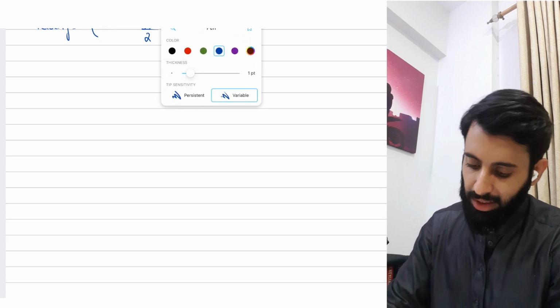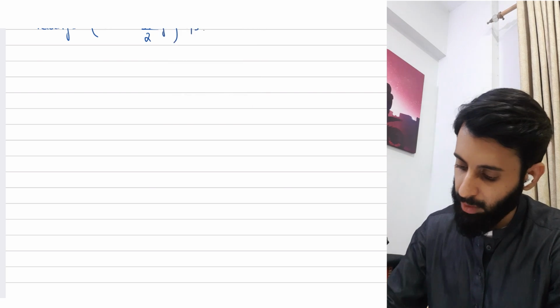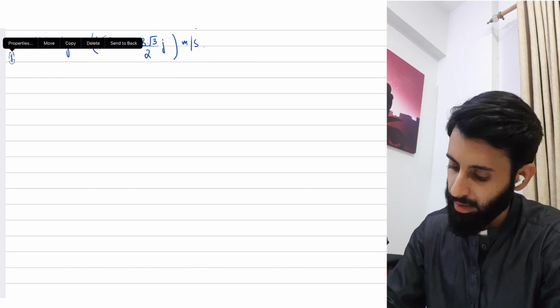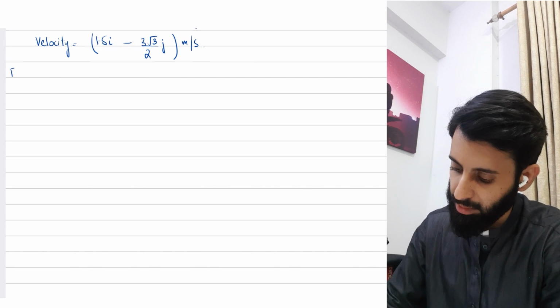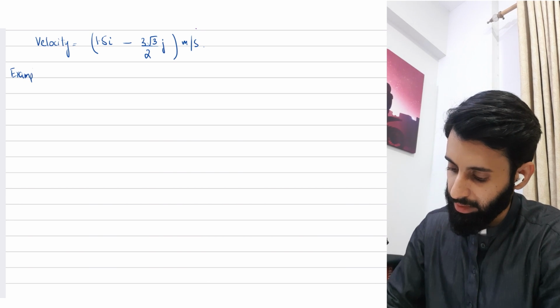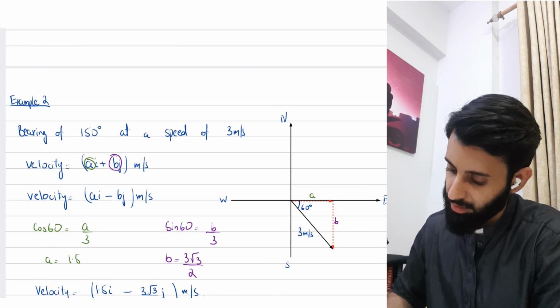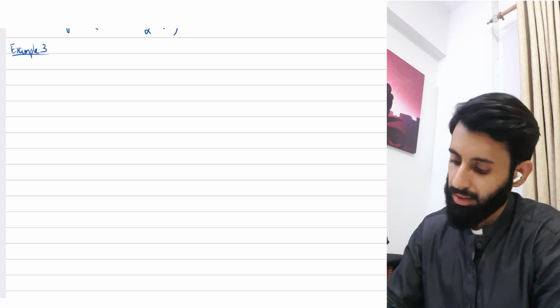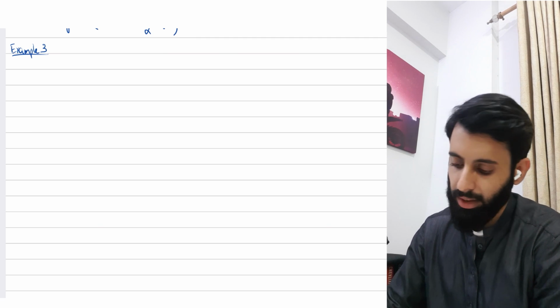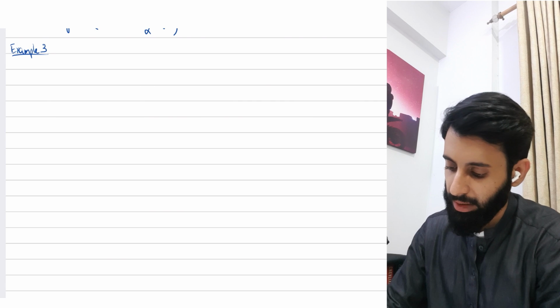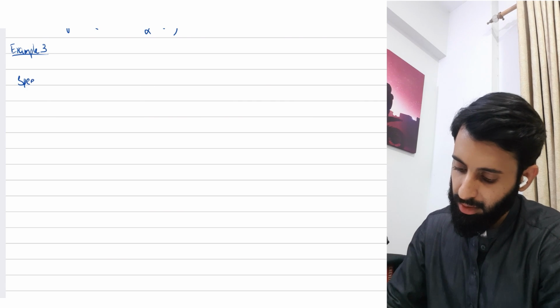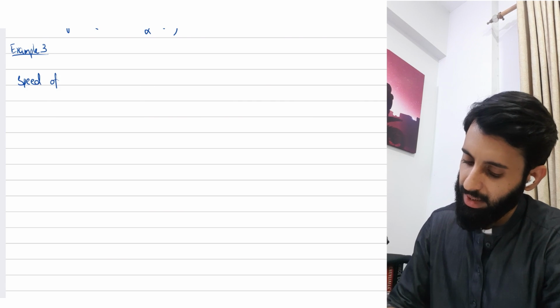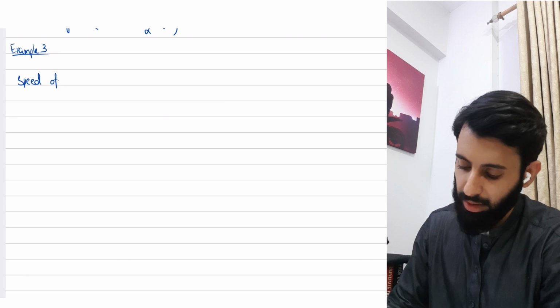Now I'm going to do the third case, which is not very common. It's kind of rare, but it's still part of our syllabus. So let's work it out. We're looking at example number 3 now. Now, in case 3, let's say that the question tells you that an object has a speed. If I'm not wrong, this is actually a past paper question that I have solved.